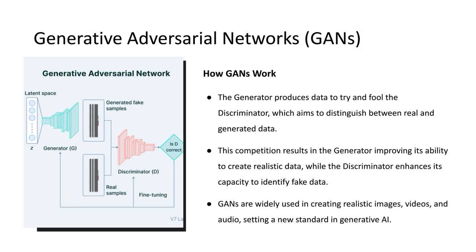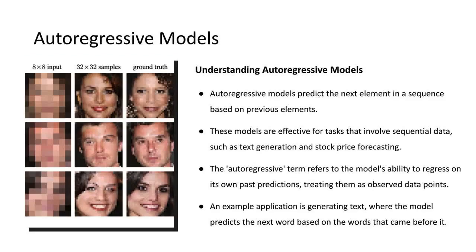Autoregressive models function like storytellers predicting the next chapter based on everything that's happened so far. Unlike generative models that create entire pieces from scratch, autoregressive models excel at sequential data, where order and context matter. Imagine reading a captivating novel. Each sentence builds upon the previous one, creating a coherent narrative. Similarly, autoregressive models process information sequentially.